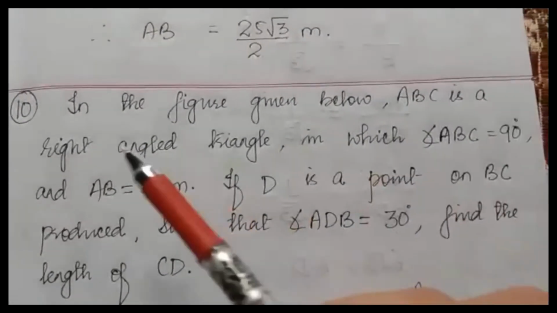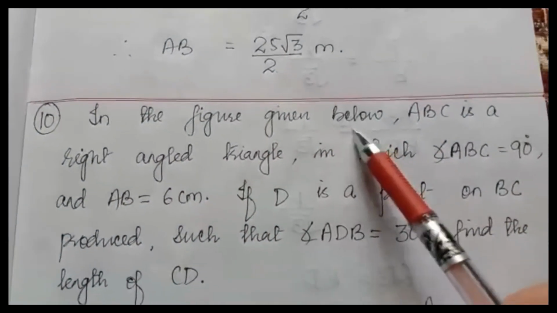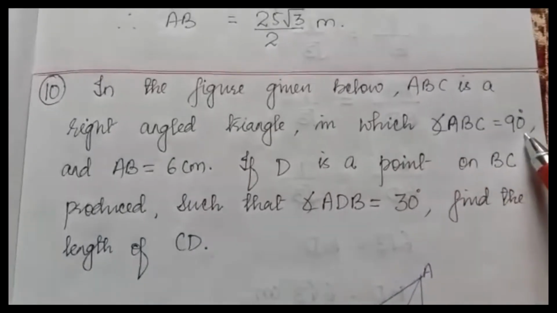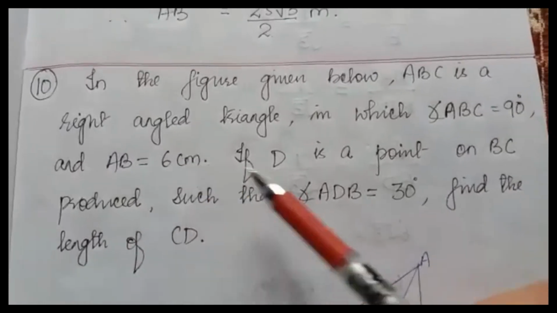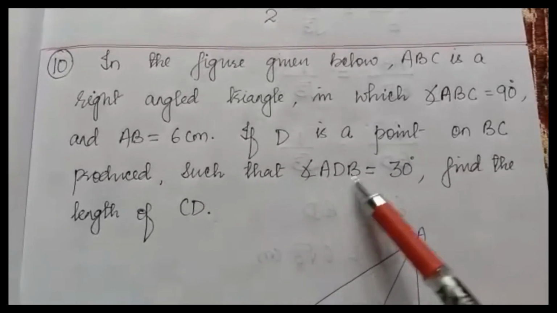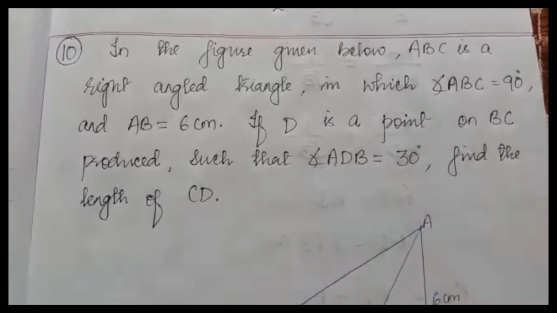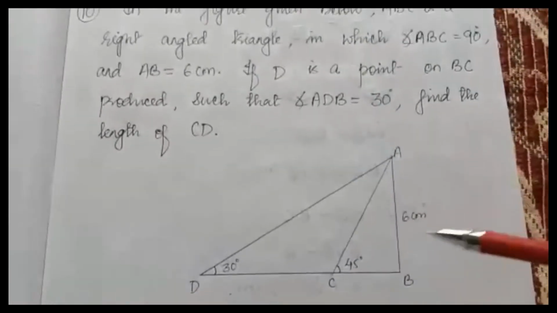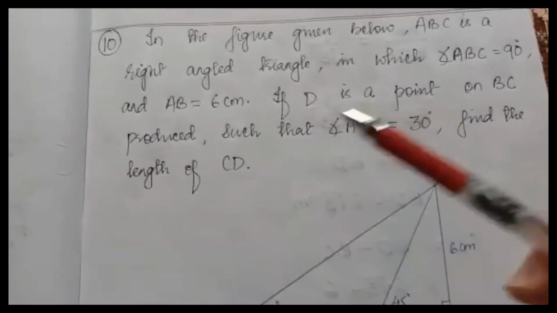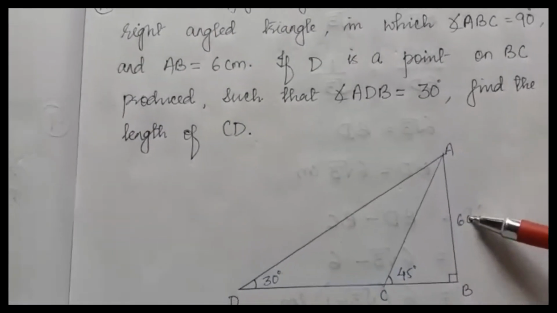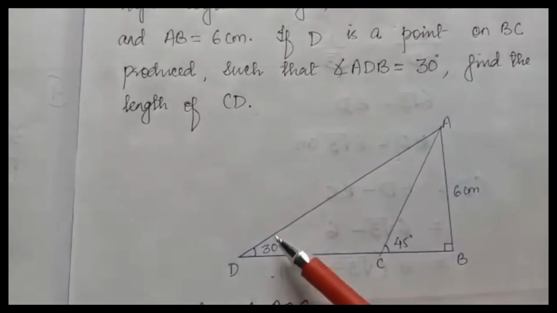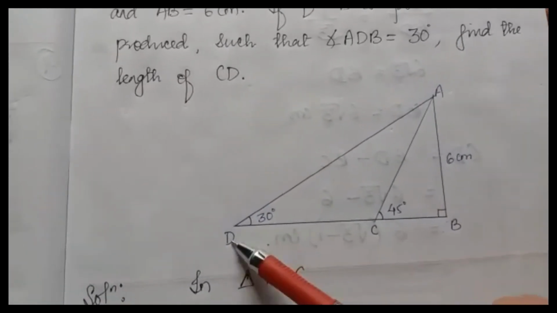Now question number 10. In the figure given below, ABC is a right angled triangle in which angle ABC is 90 degrees and AB is 6 centimeters. If D is a point on BC produced such that angle ADB is equal to 30 degrees, find the length of CD. Here the diagram is already given in the question, and it is given ABC is 90. AB is 6 centimeters. When you produce this line BC, you will get D, and ADB is 30 degrees. Find the length of CD.